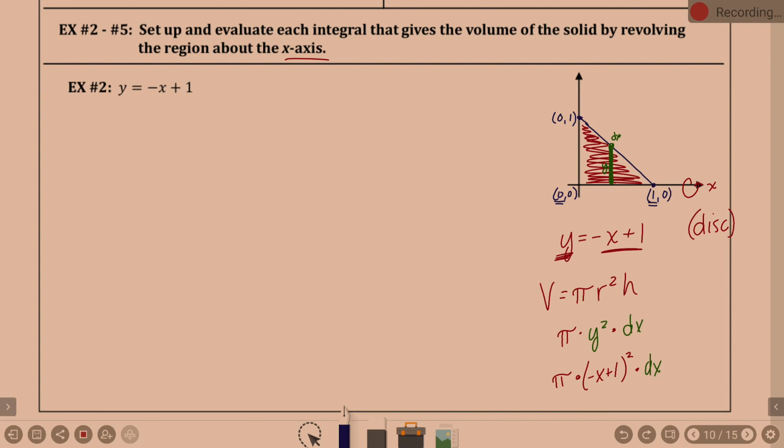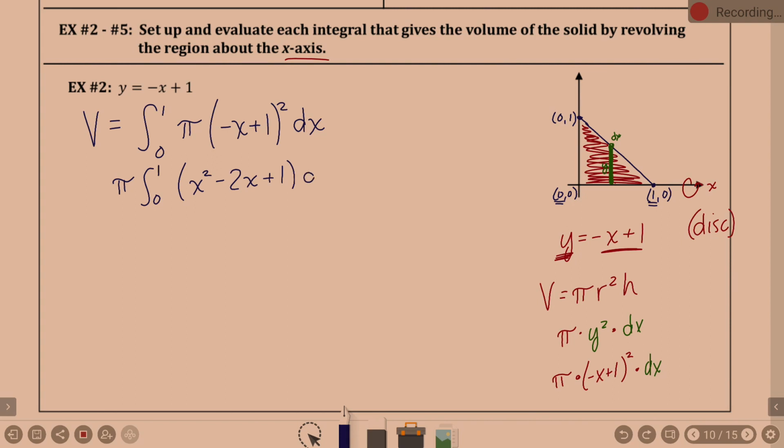So, volume is the integral from 0 to 1 of pi times negative x plus 1 quantity squared dx. The pi I can move out front. You can integrate as is, but traditionally we tend to do better if we boil it out: x squared minus 2x plus 1. I'm with Doug. Are you guys with Doug? Sure. You just believing it? It'll take me some time, but sure. I trust you. Okay, and we're ready to integrate.